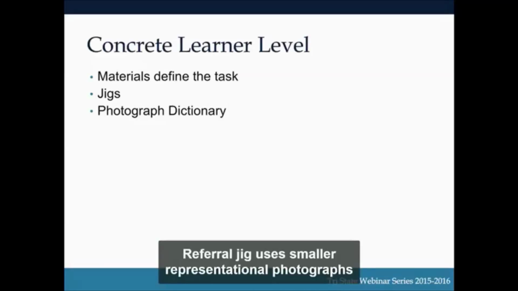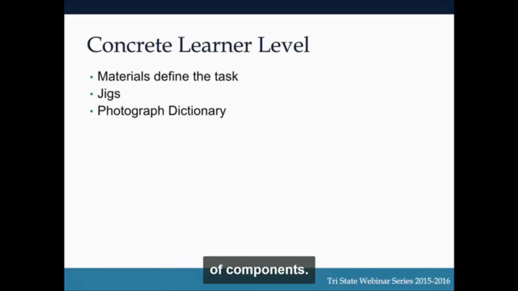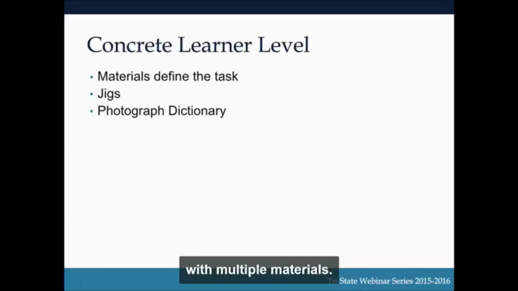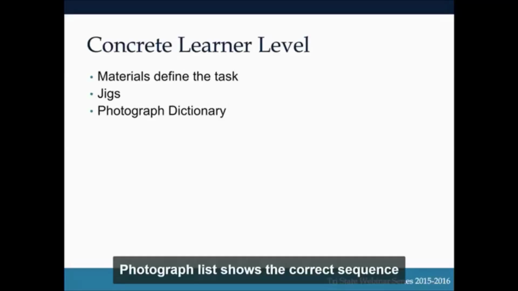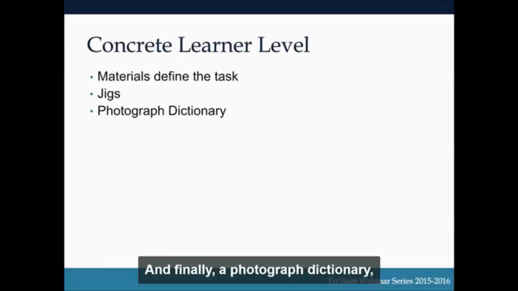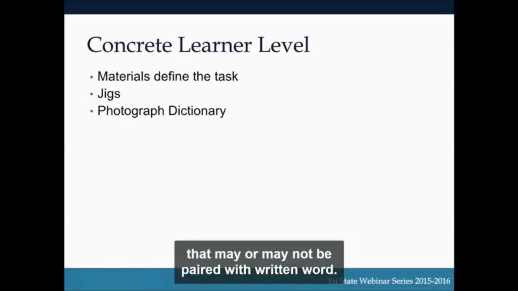Referral jig uses smaller representational photographs of components. Repetitive jig uses the same jig over and over with multiple materials. A photograph list shows the correct sequence to complete the task. And finally, a photograph dictionary, which is a reference list of photographs that may or may not be paired with written word.